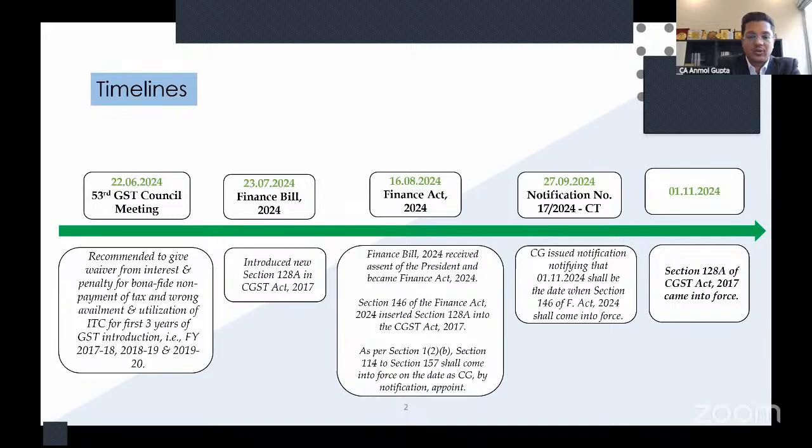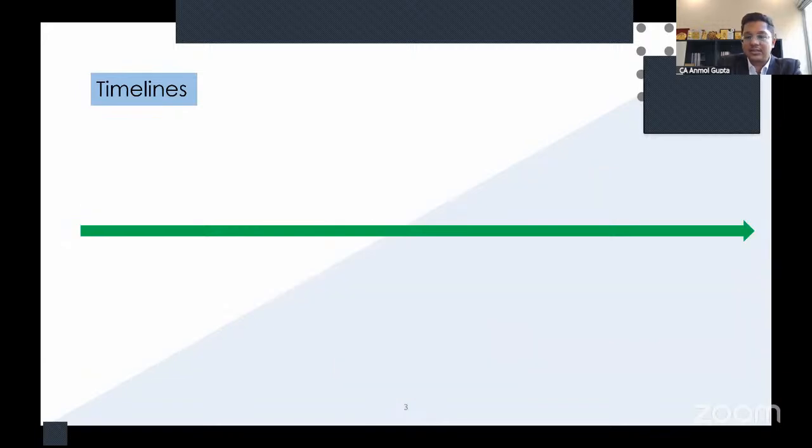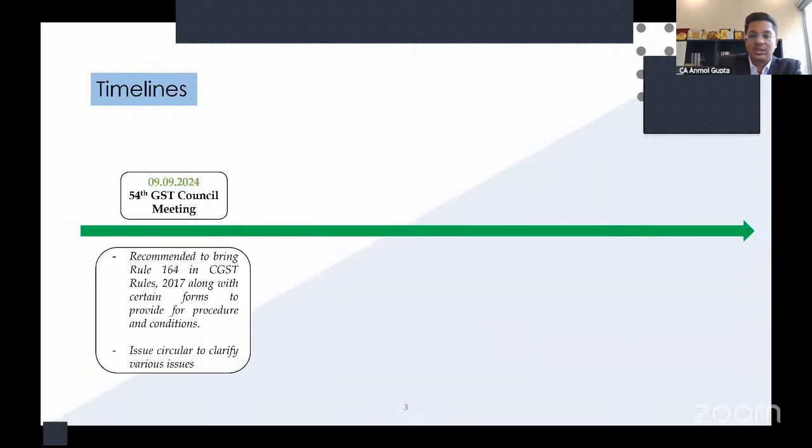President gave assent to the finance bill, and the finance bill became the Finance Act. But this 128A was notified to come into effect from 1st of November 2024 by way of notification number 17 of 2024. Now, this is the act that came into effect. What about the rules and the clarification?